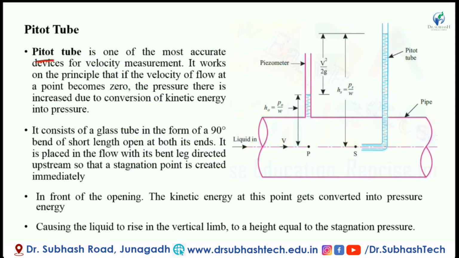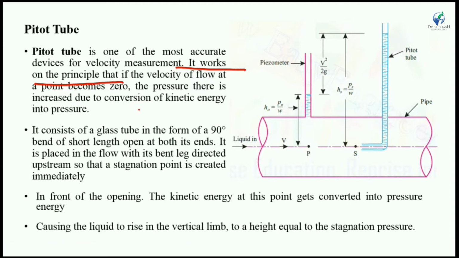First, the Pitot tube is the most accurate device for velocity measurement. It works on the principle that if the velocity of flow at any point becomes zero, then the pressure at this point is increased due to the conversion of kinetic energy into pressure. The Pitot tube works on this principle.